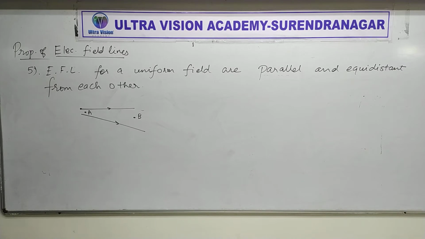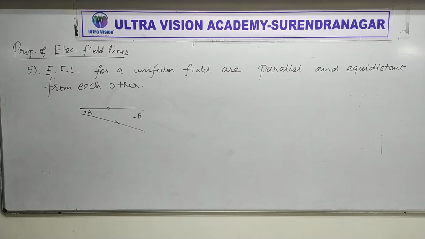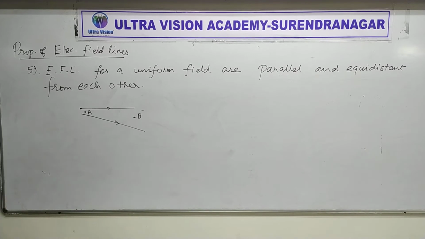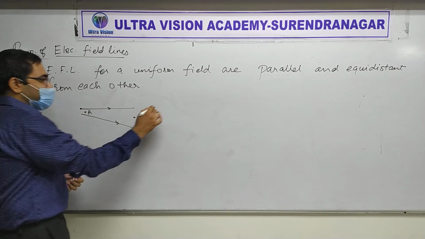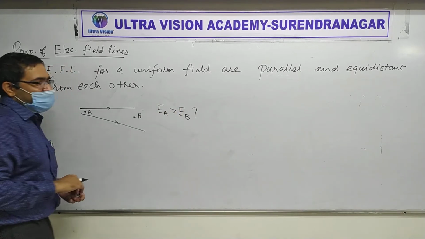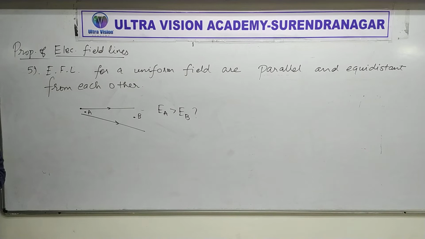At which point is the field stronger? A or B? A. How do you know? Electric field lines are close to each other. Would you call this a uniform field? What's the meaning of uniform field? Same in magnitude everywhere, and also same in direction everywhere.